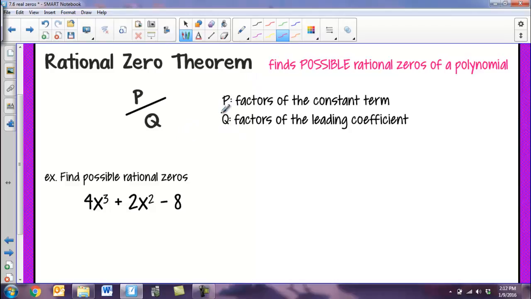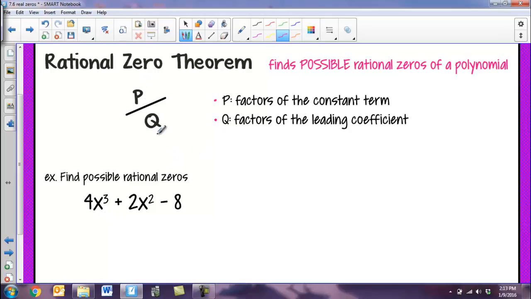The first thing that you're going to find is P. And P represents the factors of the constant term. So remember, when you have a polynomial, you're going to have probably a number at the end that doesn't have an x next to it, and that would be your constant term, and you'd list out all the factors of that constant term. When you find Q, you're going to find the factors of the leading coefficient. So you're going to find the highest exponent you can, look at the number in front, and that's where you're going to write down the factors of the leading coefficient.